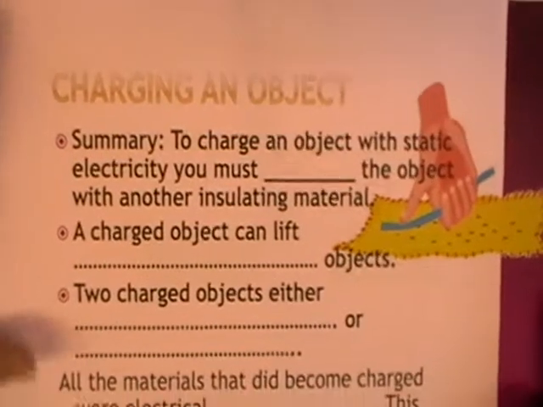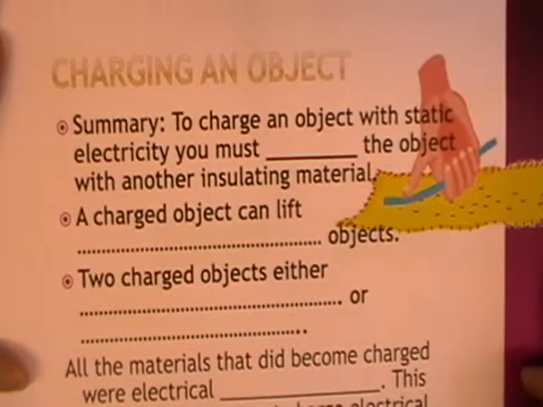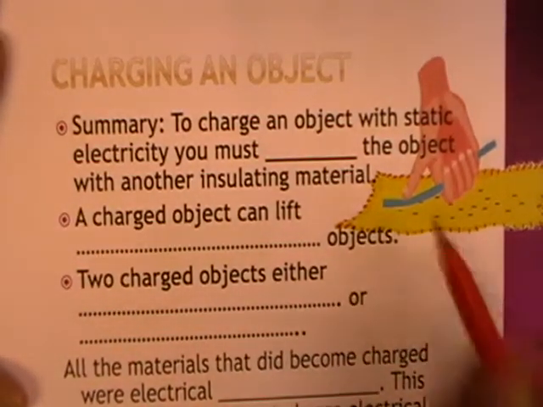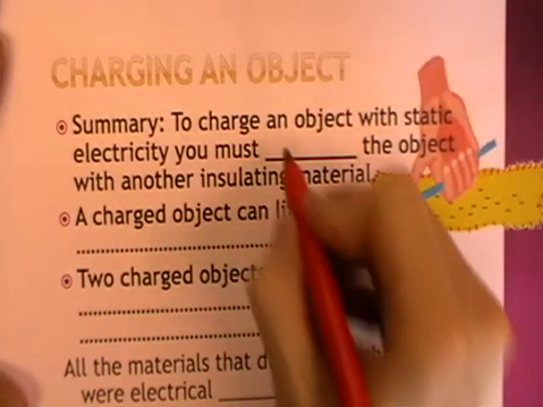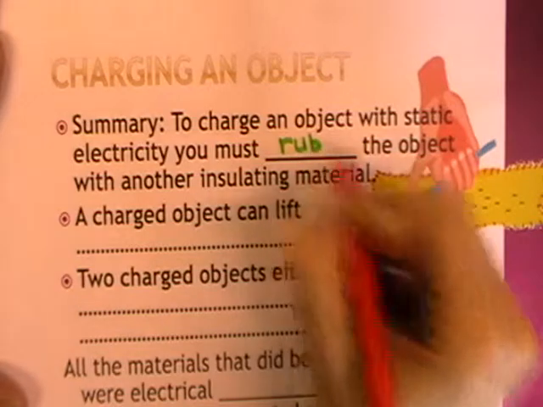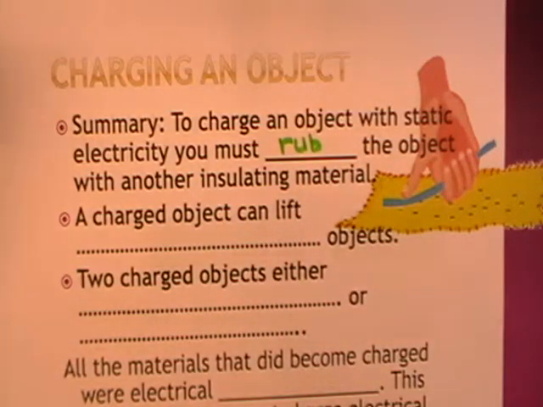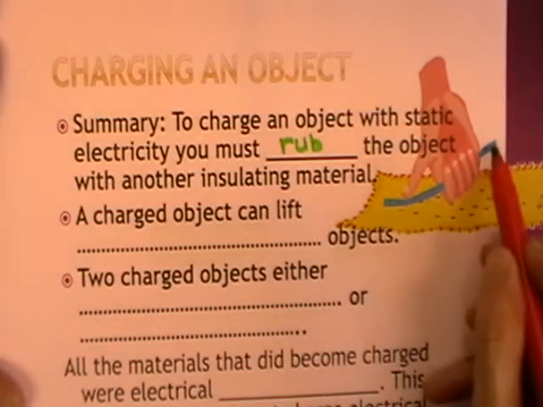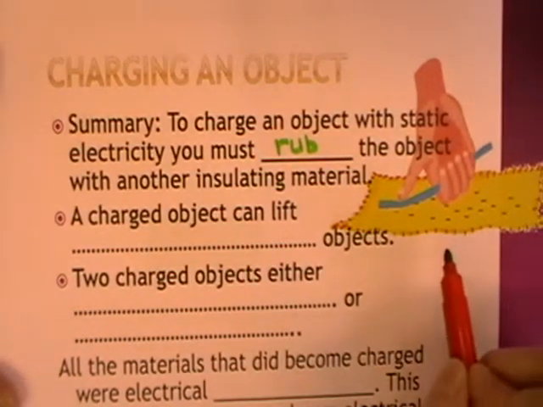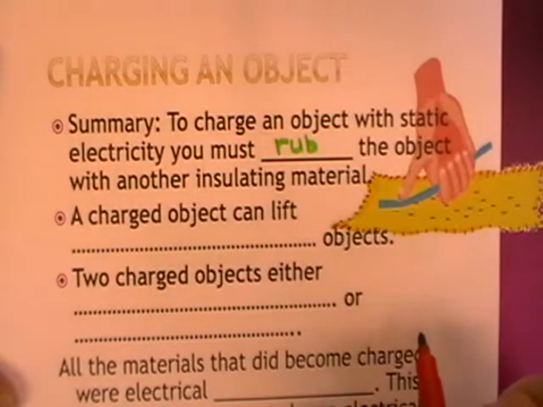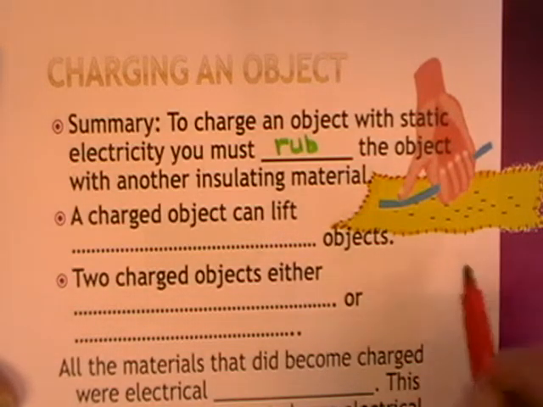Now, to charge an object is actually quite easy. All you have to do is you need some friction between the 2 materials. So all you need to do is rub one object with another insulating material. So this is just a piece of plastic and maybe a cloth, for example. And when you rub one with the other, then you will have electrons moving from one to the other.